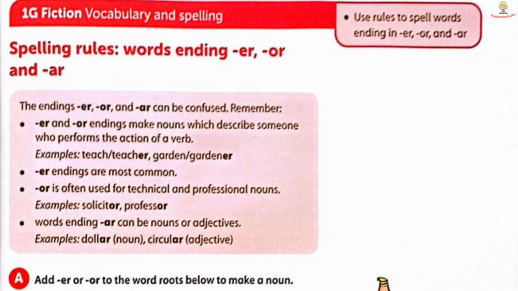Word ending ar can be nouns or adjectives. So when a word ends with ar, those words might be a noun or an adjective. First one is dollar. So dollar is a noun. Circular. So this is an adjective. So here er ending is used for making a noun which describes who performs the action of a verb. We make a noun by adding er to the verb, and then or ending is used for making a professional noun and ar ending is used for a noun or for an adjective.